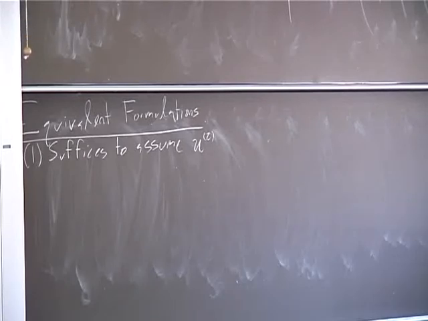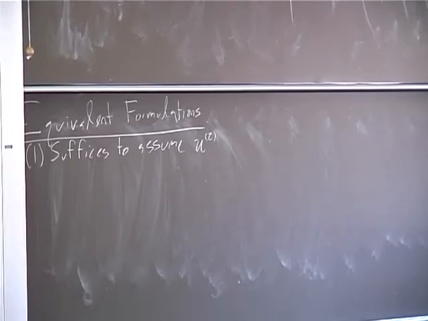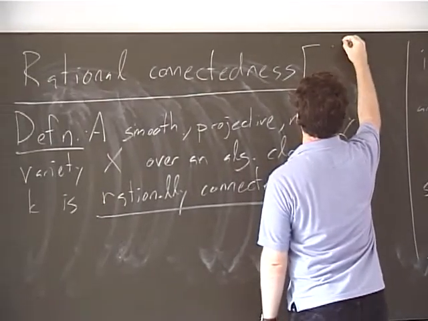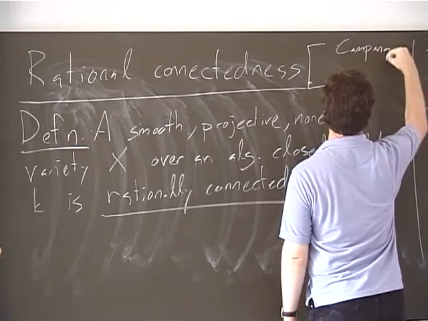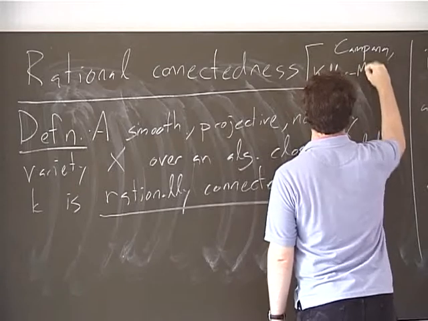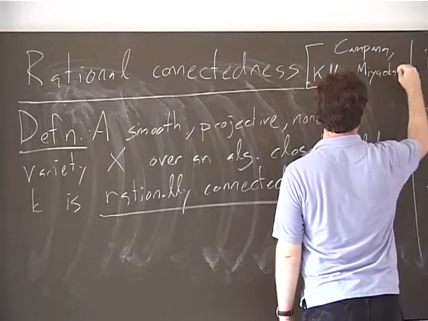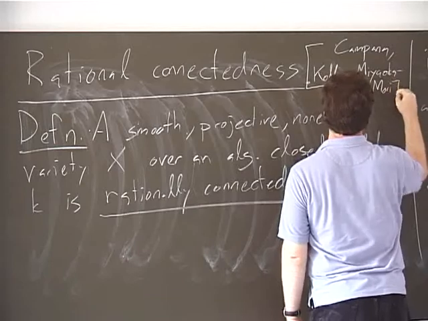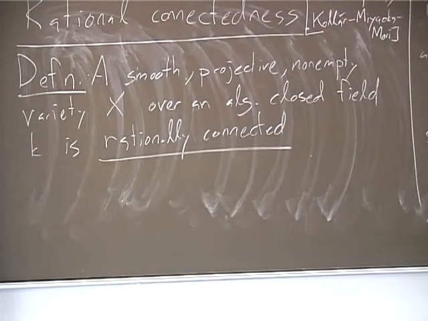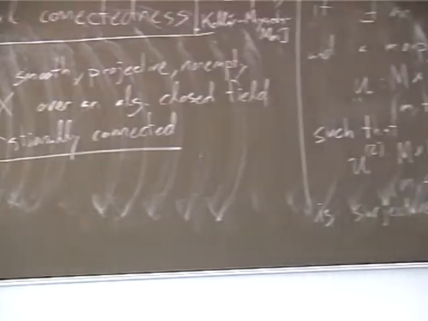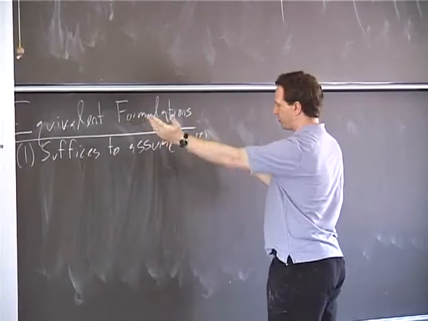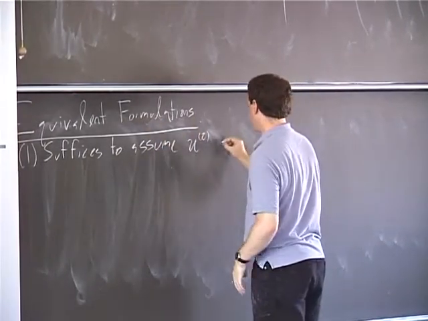So again, this notion has, at least according to some people, been around for a while, but this was sort of reinvented and intensively studied independently by Campana and also Kollár, Miyaoka, Mori in the early 90s. And I'll tell you why they were considering this in a little bit. But everything I'm saying now, these are results of Campana and Kollár, Miyaoka, Mori. So here the first one is that you can assume something weaker. It suffices to assume U2 is dominant.